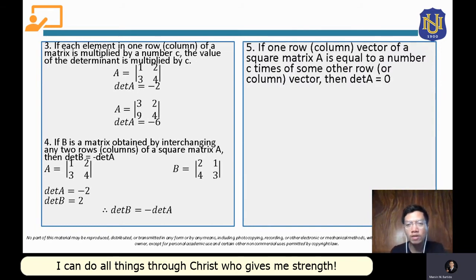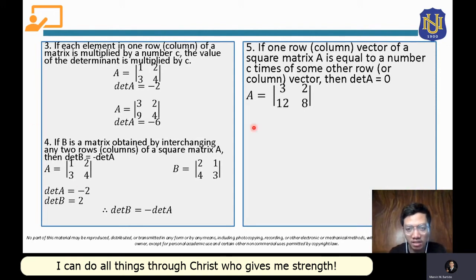So let's now proceed to the fifth property. If one row or column vector of a square matrix A is equal to a number C times some other row or column vector, then the determinant of A is equal to 0. Let's say we have your matrix A, and you notice that one of the rows or columns is actually the same as another row or column, just multiplied by a number C. Then the determinant will automatically be equal to 0.